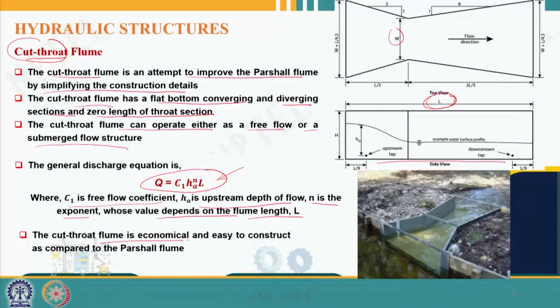And it is economical and easy to construct compared to a partial flume, which is quite obvious because the design is very simple. And of course, the throat section is also taken away. So, that is why it is a little bit economical also.